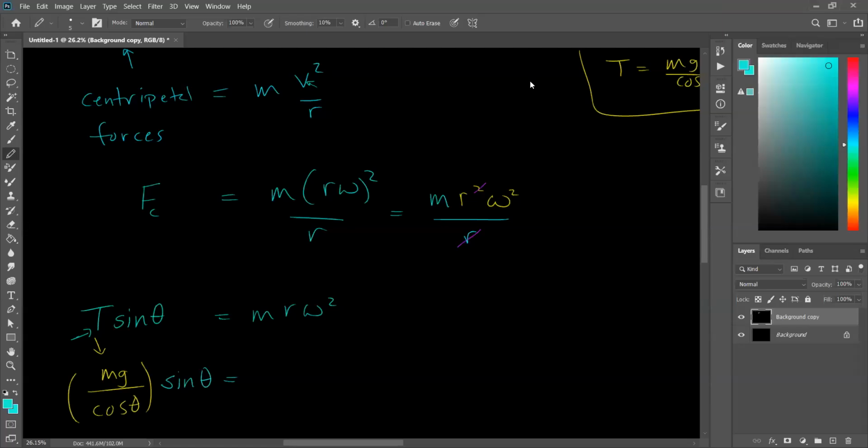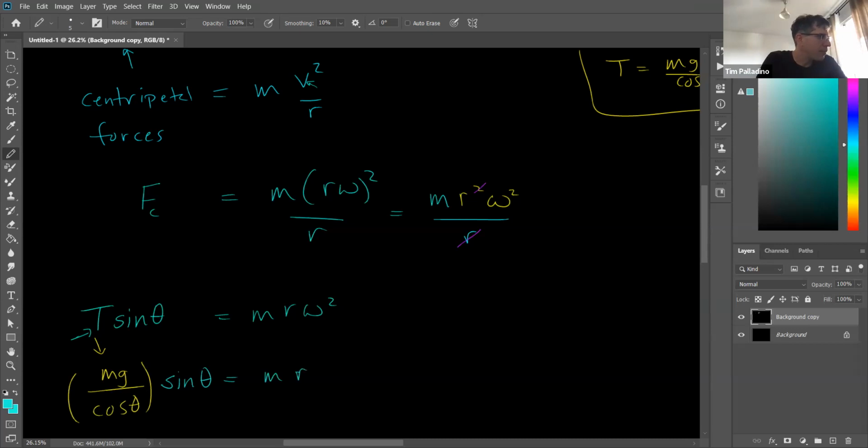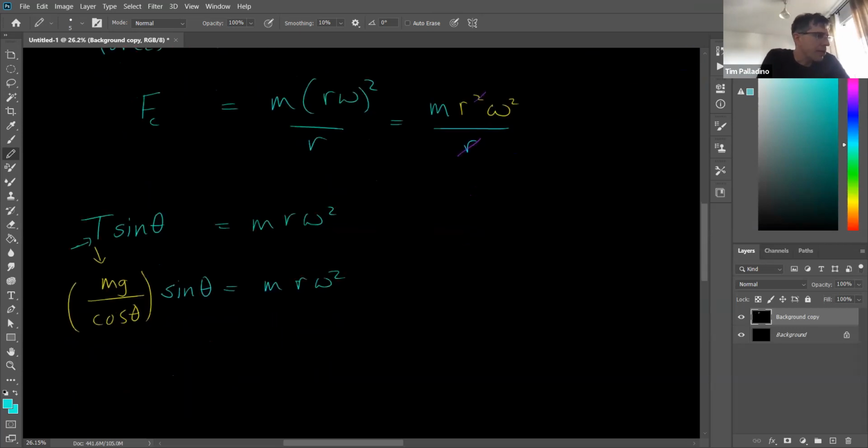There we go. All right, so we have mg, like we've made this substitution for the tension force. We're multiplying it by sine, and this equals m r omega squared. Does anyone see anything that we can cancel out? The m. Yep, the m, very good. So I can cancel this out.